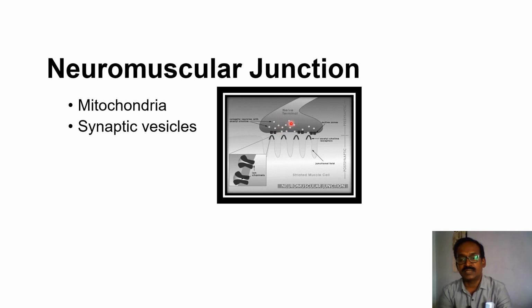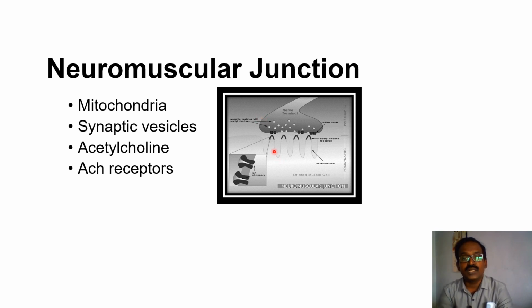Those vesicles contain acetylcholine. Each vesicle contains 200 to 600 acetylcholine molecules. Acetylcholine is formed from acetyl-CoA plus choline by the acetyltransferase enzyme, and it is packed in the presynaptic membrane, forming the synaptic vesicles. The presynaptic membrane also has voltage gated calcium channels.